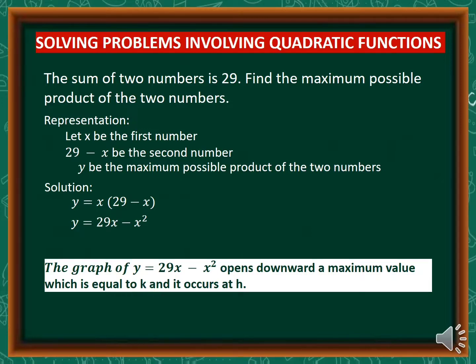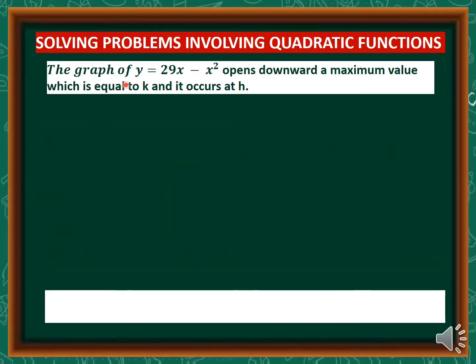So, para mas malinaw, let us proceed. Alright. So, the graph of y is equal to 29x minus x squared opens downward and has a maximum value which is equal to k and it occurs at h. Para makuha natin ang value ng h and k, anong gagawin natin? Sige nga, recall. Very good. So, we have to find the value of h and k. Ang k natin ay is equal to 4ac minus b squared all over 4a. Since wala tayong graph, gagamitin natin ay ang formula in finding the vertex (h, k).